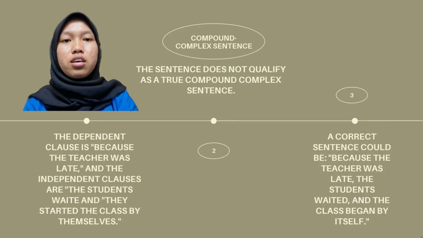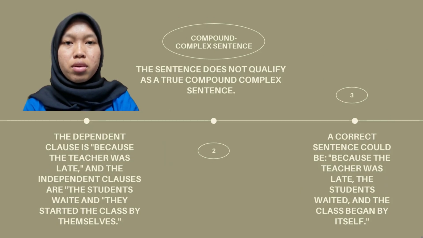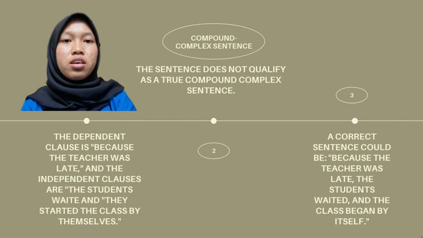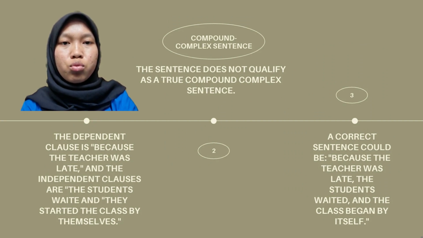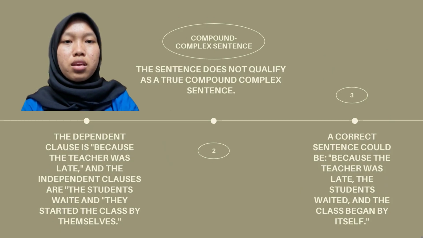The second independent clause, they started the class by themselves, is not fully independent because the pronoun refers back to the students in the first independent clause. A true compound complex sentence requires at least two fully independent clauses and at least one dependent clause.